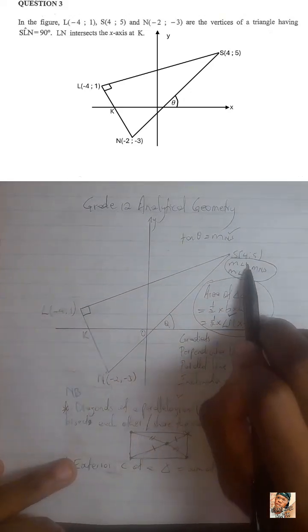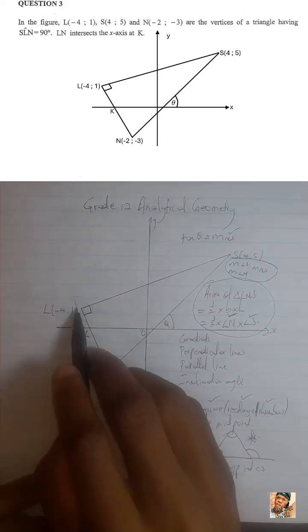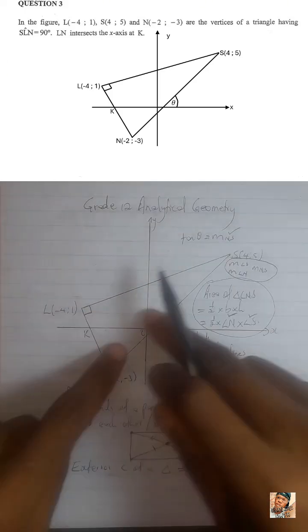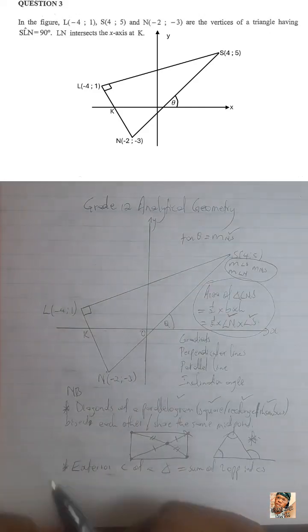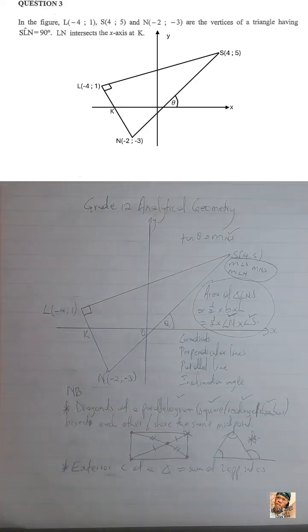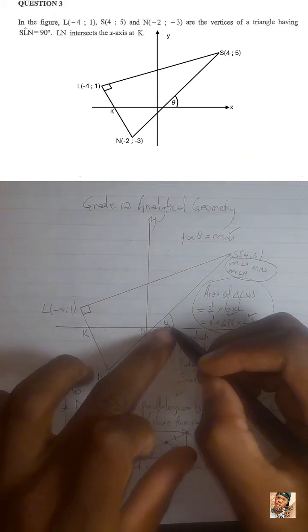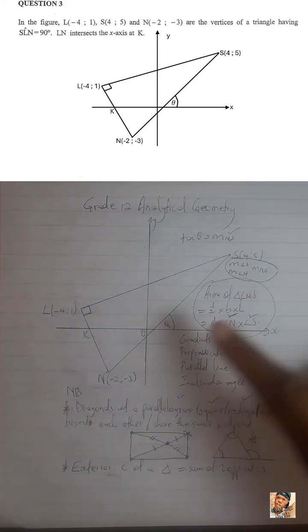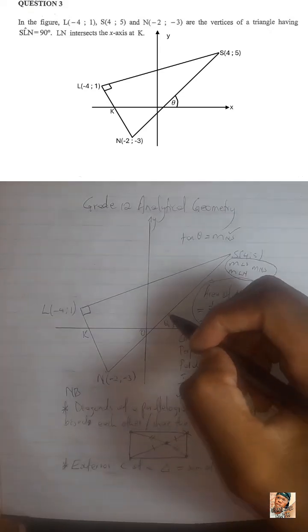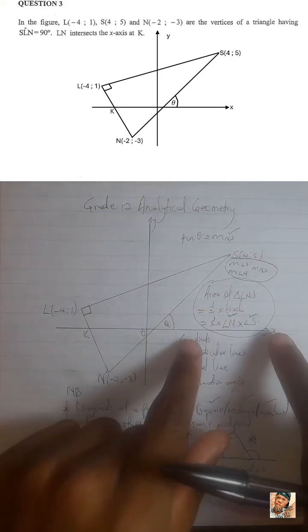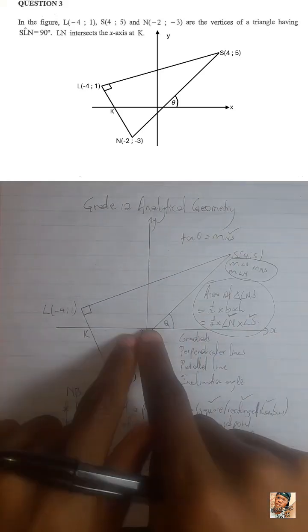So the gradient of LS, the gradient of LN, and the gradient of NS, and also the area of this triangle, because it is a right-angled triangle and we can find the length of LN and the length of LS, and also the inclination angle, which is theta. It is possible for us to determine that, right? An inclination angle is an angle between a line and the x-axis. So we can say that angle theta is an inclination angle because it's an angle between this line NS and the x-axis, right?